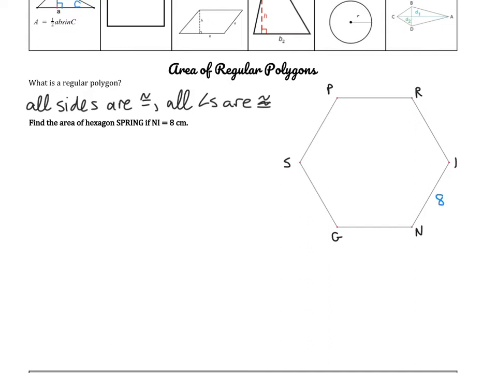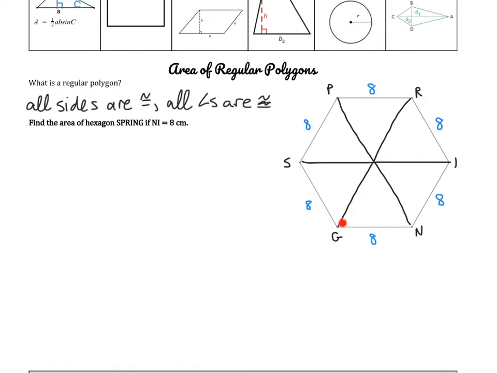Okay, so for this, let's see if we can come up with some type of strategy. So one thing we can ask ourselves is, is there a way to break up this hexagon into shapes that we do know how to find the area of? So maybe you notice that if you split up this hexagon like so, we end up with 6 triangles. And we do know how to find the area of a triangle. And again, since it is a regular hexagon, we know that all of the sides are actually 8, so we can do this.